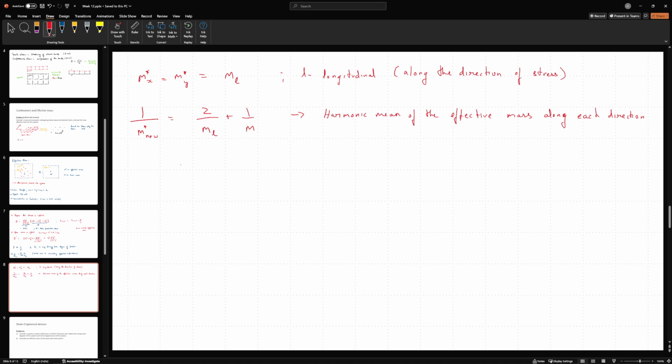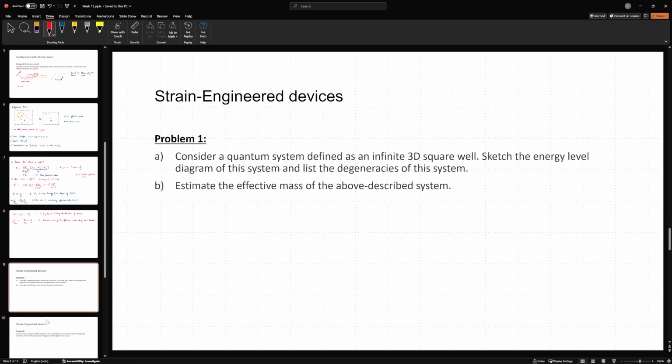But in this case, of course, it is going to be a value that is different from both m and ml. So this is how we do the effective mass calculation. So effective masses are always harmonic means of the initial ones. So new effective masses are always harmonic means of the older effective masses. Now let us move on to the next problem.